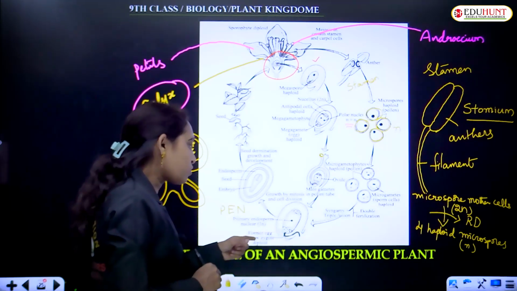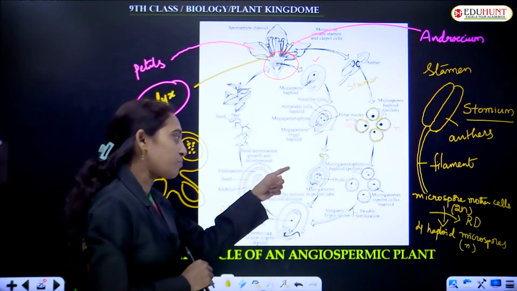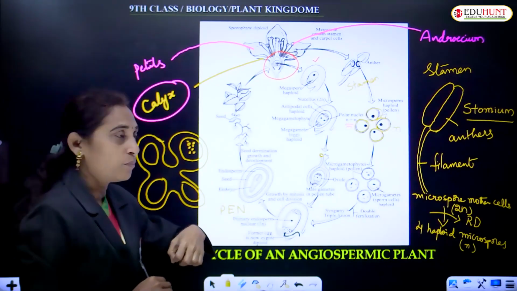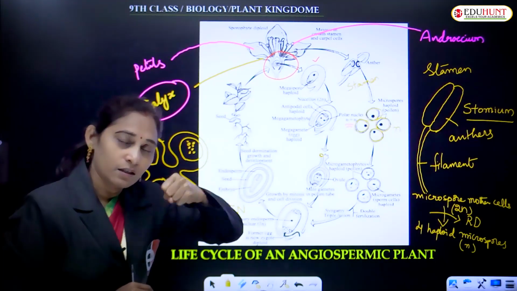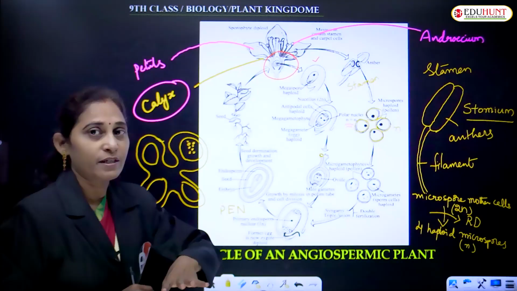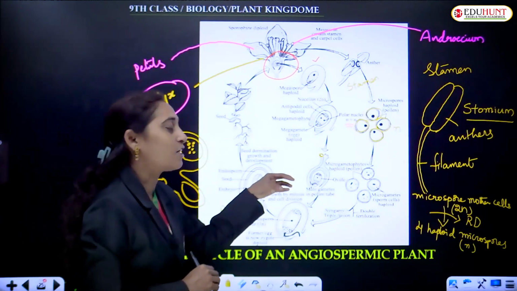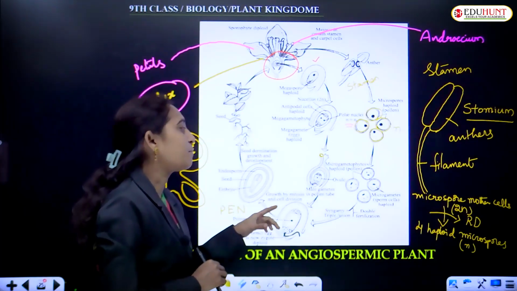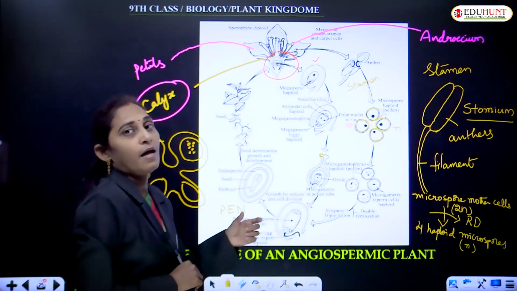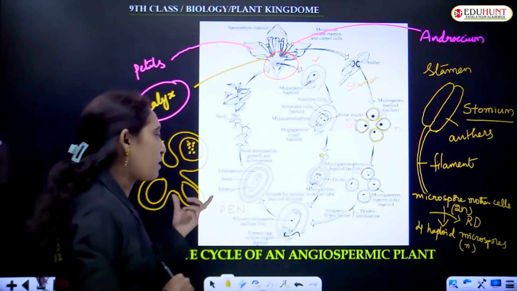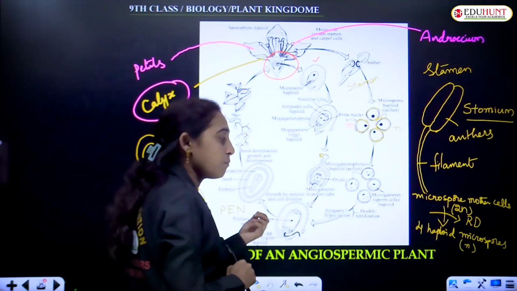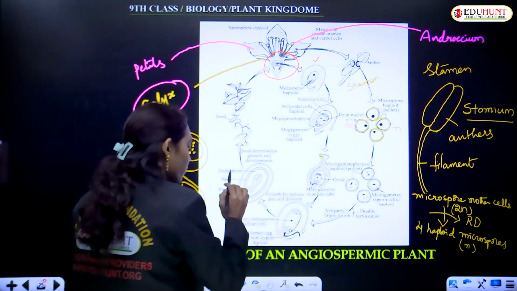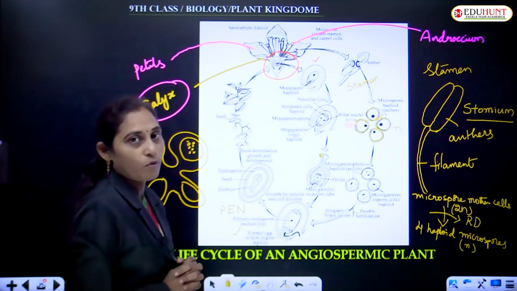And the egg fuses with the first male gamete, which has traveled through the pollen tube. The pollen tube carries the two male gametes, and after insertion of the pollen tube into the embryo sac, the first male gamete fuses with the egg cell. Now the egg cell becomes diploid, because with the fusion of the male gamete, it is no longer called the egg cell; it is called the zygote, which is a diploid one.